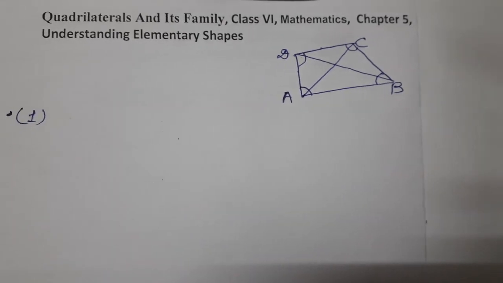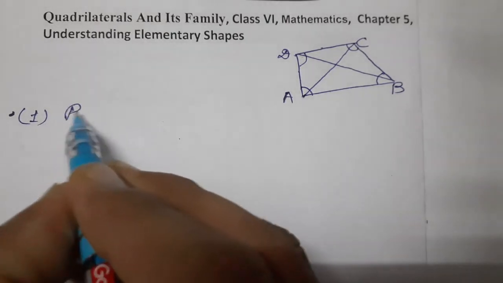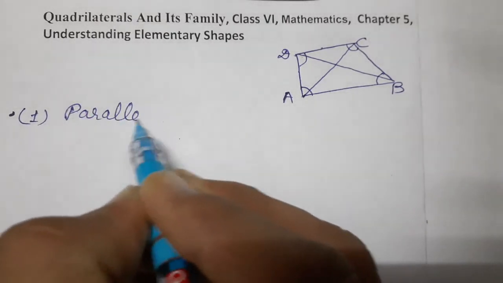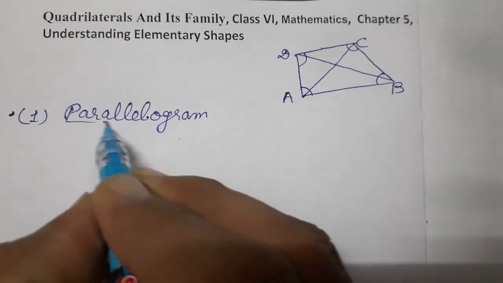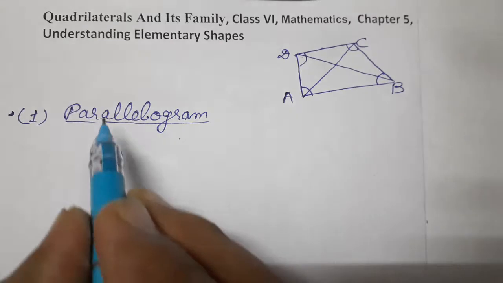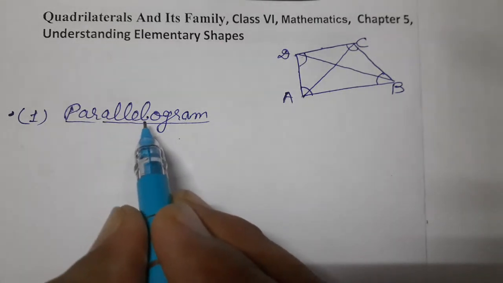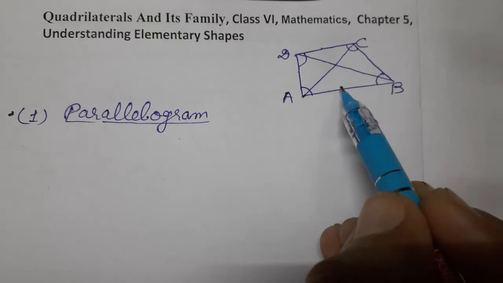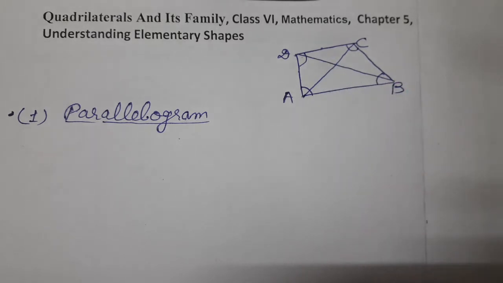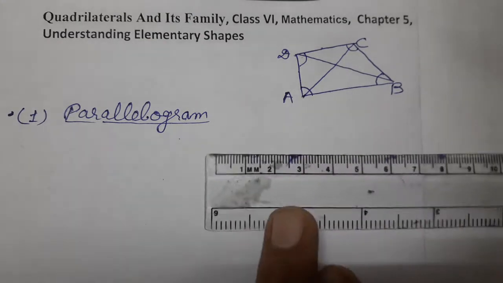So see, parallelogram. As the name suggests, parallelogram means both pairs of sides are parallel. If both pairs of sides of a quadrilateral are parallel, then it is known as a parallelogram. So let's make one parallelogram.